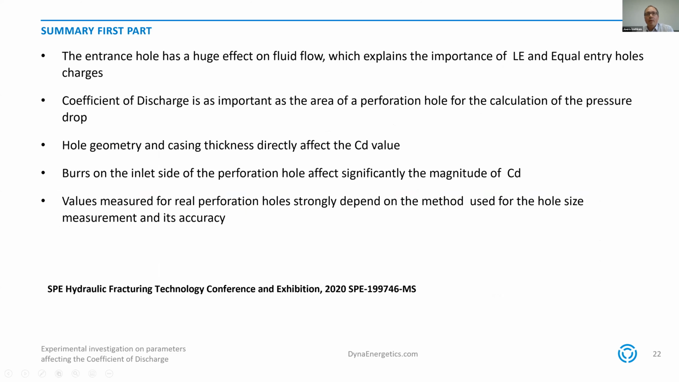As a first summary, the entrance hole has a huge effect on the fluid flow, which explains the importance of limited entry and equal entrance hole charges. We've seen that the coefficient of discharge is as important as the area of the perforation hole for the calculation of the pressure drop, and it's influenced by the hole geometry and the casing thickness. For perforation, we've seen that burrs on the inlet side of the perforation really significantly affect the magnitude of the CD value, and that the values measured for real perforations really strongly depend on the method which is used for hole size measurement and its accuracy.